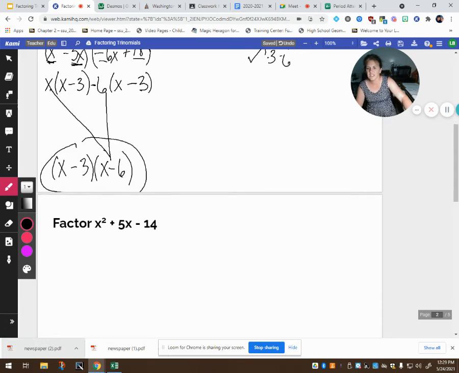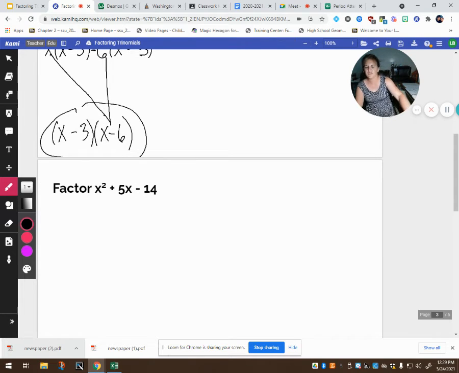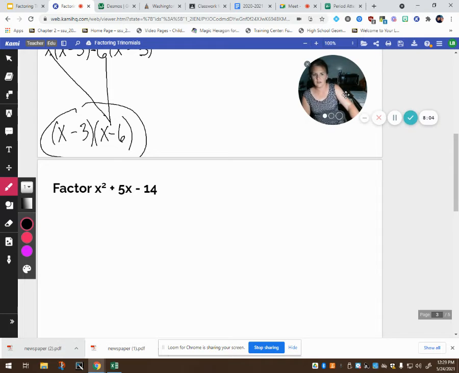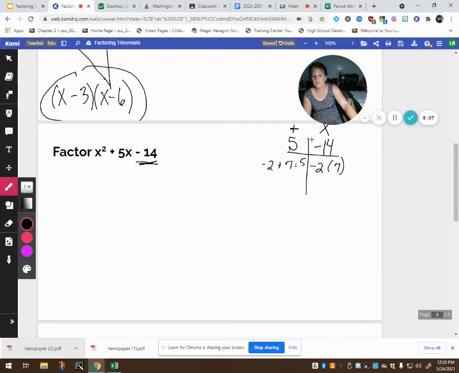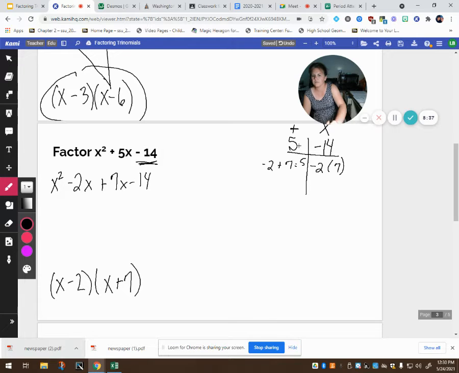All right, so moving on to the next one, we're going to factor x squared plus 5x minus 14. So we looked for our factors that multiply to give us negative 14, add to give us 5. We can jump straight into the answer and just do x minus 2 and x plus 7. And that is our answer. Or we can go ahead, just for the sake of practice, go ahead and write it out. X squared minus 2x plus 7x minus 14.